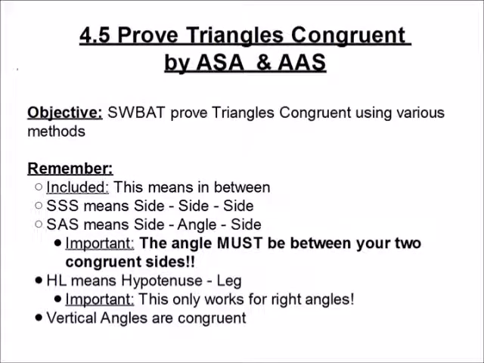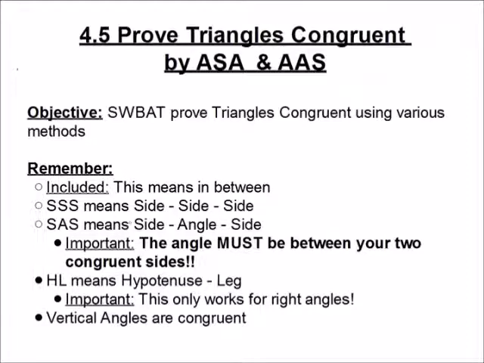Fraser Nation, once again, about to round out triangle congruence. We have another section today, 4.5. We're going to prove triangles congruent by angle, side, angle, and angle, angle, side. These are the last two congruence theorem methods that we're going to use.